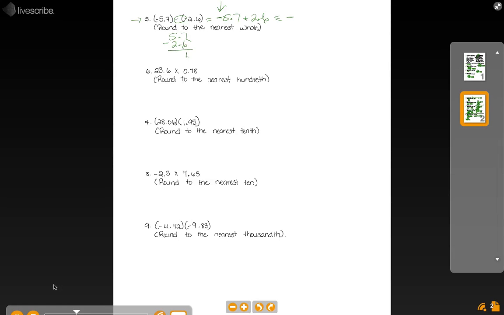Okay. So I'm going to take 5.7 minus 2.6, because when the signs are different, I subtract. 7 minus 6 is 1. Drop your decimal point. 5 minus 2 is 3. So I get negative 3.1 because the bigger number was negative. They want us to round the answer to the nearest whole number. The nearest whole number is negative 3. That's that ones place right there.